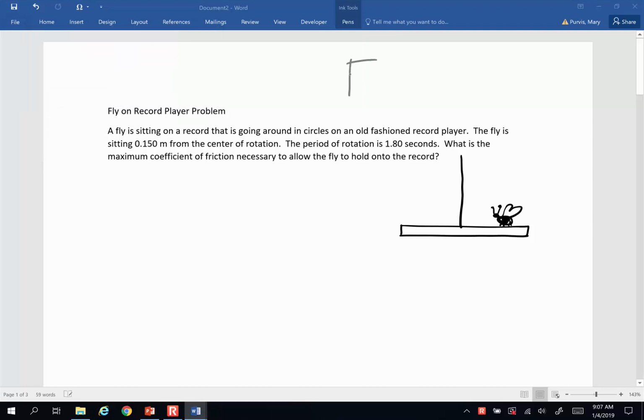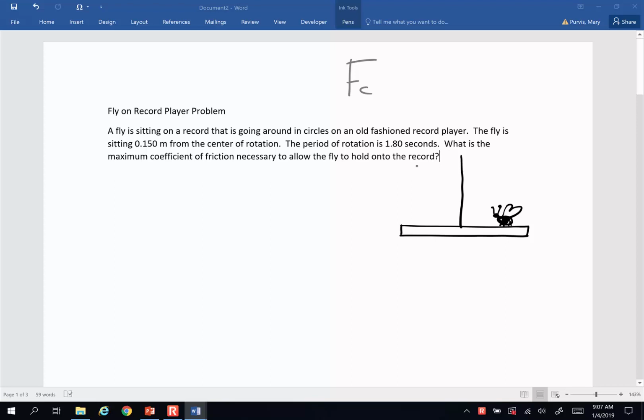Hi folks, this is a centripetal force problem, and here goes. A fly is sitting on a record that's going around in a circle on an old-fashioned record player. The fly is sitting 0.15 meters from the center of rotation. The period of rotation is 1.80 seconds, and I want to know what is the maximum coefficient of friction necessary to allow the fly to hold on to the record.